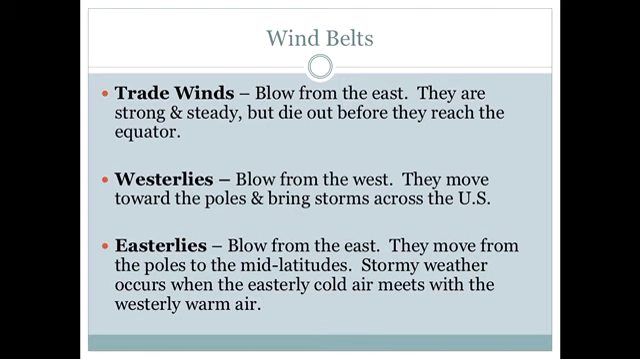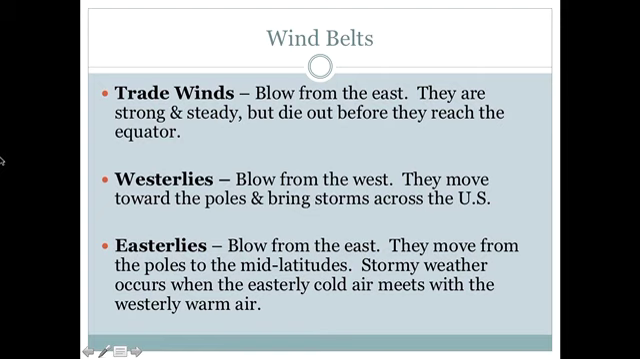Westerlies. Westerlies blow from the west. They go from the west and move to the east. They move toward the poles and bring storms across the U.S. Here in North Carolina, most of our weather does come from the west. Well, how do we get that weather from the west? Well, the westerlies blow that weather in.